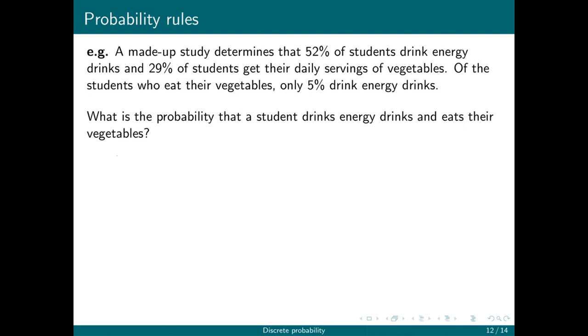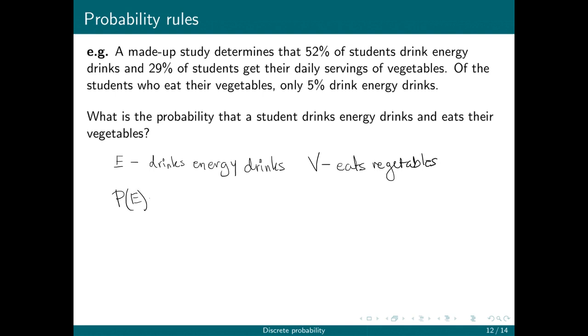So we're going to let the letter E stand for the event that a student drinks energy drinks. And we're going to let V stand for the event that a student eats their vegetables. Then we are told that the probability of E is 52%. We are told that the probability of V is 29%. And the one that's a little trickier to read is the last one, of the students who eat their vegetables. Well, that tells us that eating vegetables is the given event.